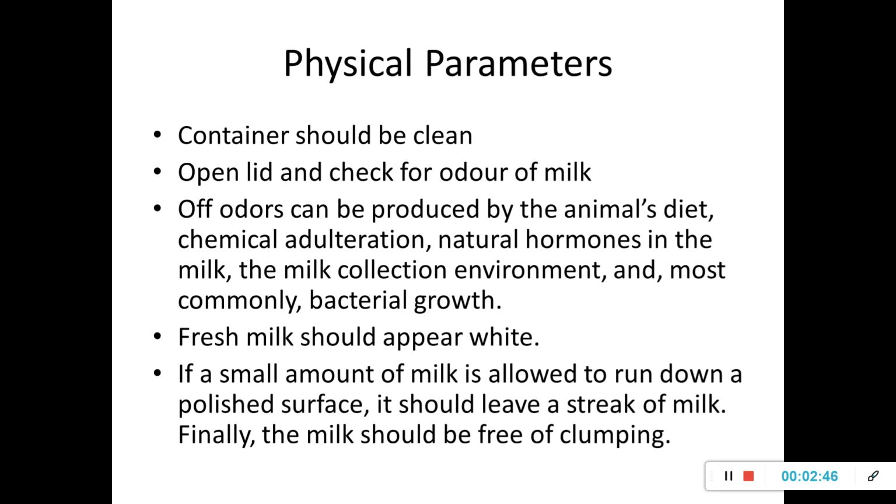Another strategy that we can use to identify milk using its physical property is to take a small amount of milk and run it down on a polished surface, and it should leave a streak of milk. And you can also check whether the milk sample is free of clumping. So by using these physical parameters, we could judge probably what the quality of the milk is.